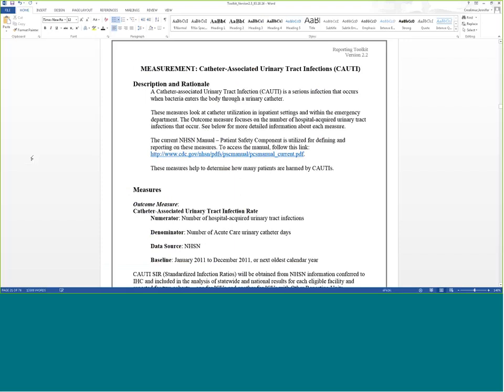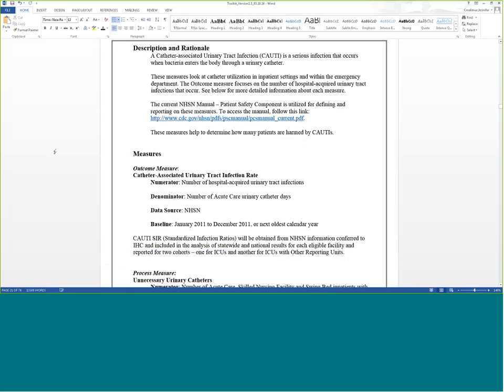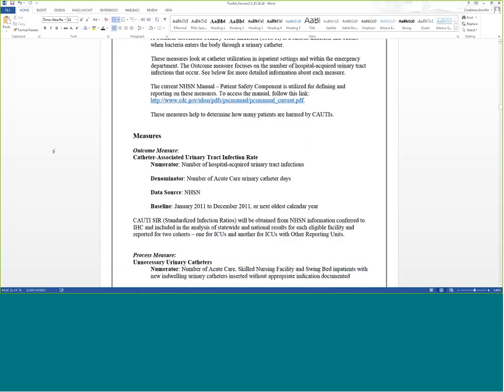Looking at our toolkit for catheter-associated urinary tract infections. This includes a description and a rationale, and then it goes through the measures. Our outcome measure for catheter-associated urinary tract infection is the rate. This information comes from NHSN. It's the number of hospital-acquired urinary tract infections. The denominator is the number of acute care urinary catheter days.